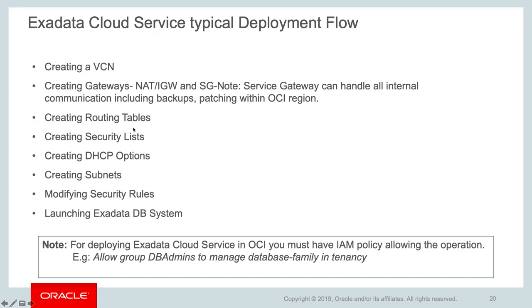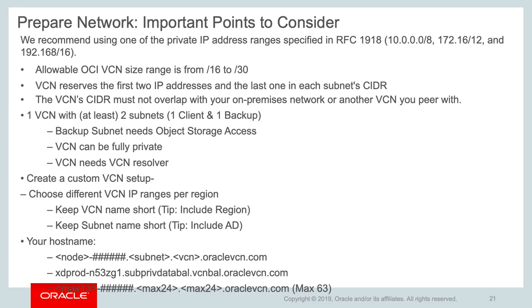We will create routing tables, we will create security lists, and we will look at how to create DHCP options. Finally, we will create the subnet, modify the security rules, and attach them to the subnet. Once the network steps are done, we can launch an Exadata database system. One note here is that for deploying Exadata Cloud Service in OCI, you must have an IAM policy which will allow these kinds of operations. One example could be: allow group DBA admins to manage database family in tenancy. Let's move to the next slide. Some of the important points to consider.